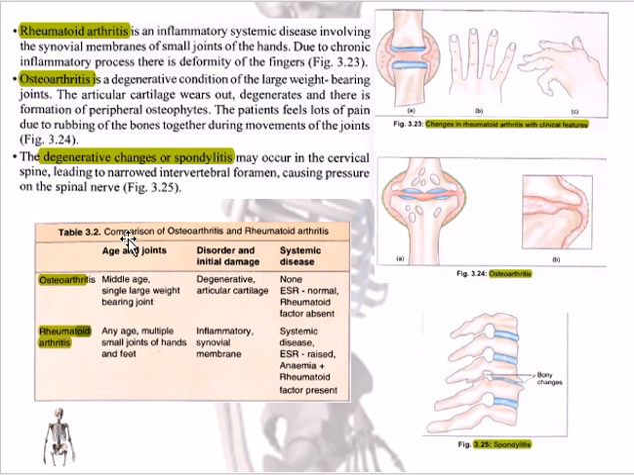This is a table of comparison between osteoarthritis and rheumatoid arthritis, according to age, joints involved, initial damage, and systemic disease. In osteoarthritis: middle age, single large weight-bearing joint, degenerative articular cartilage, systemic disease none, ESR normal, and rheumatoid factor absent. But rheumatoid arthritis affects any age, multiple small joints of the hands and feet, with inflammatory synovial membranes and systemic disease, ESR raised, and anemia plus rheumatoid factor present.